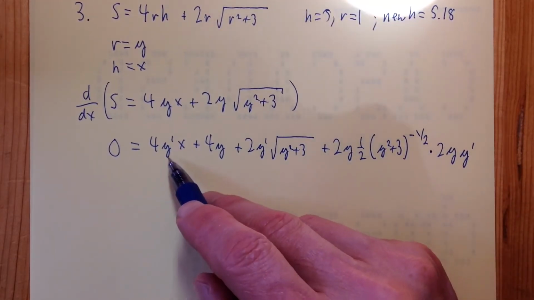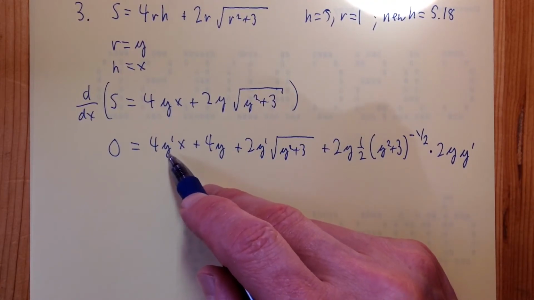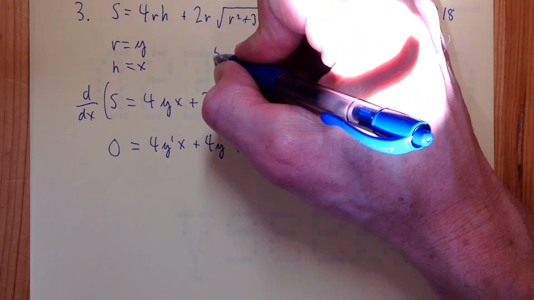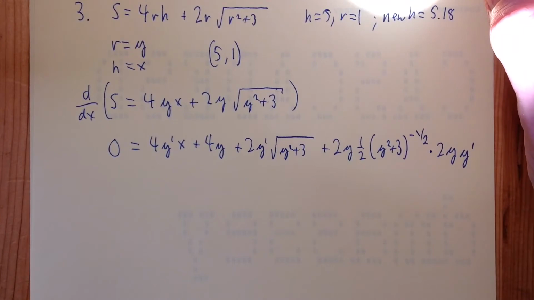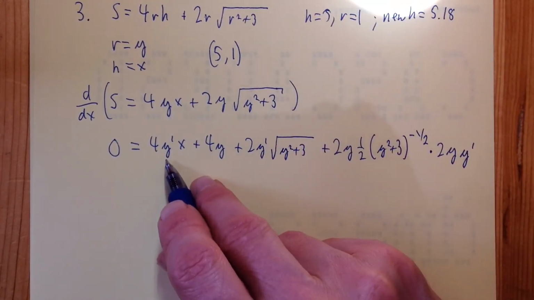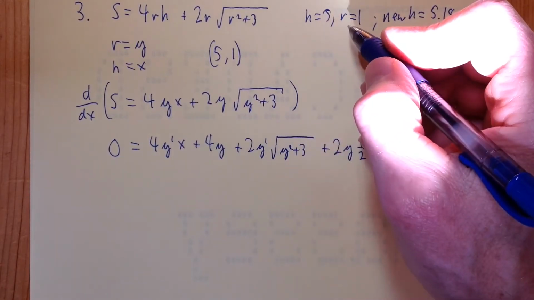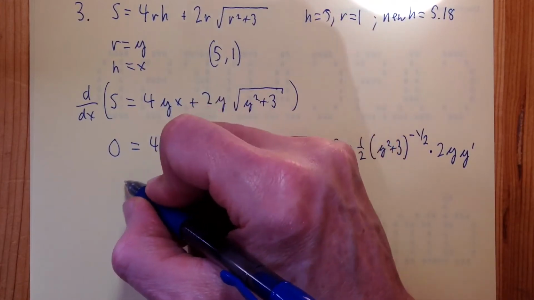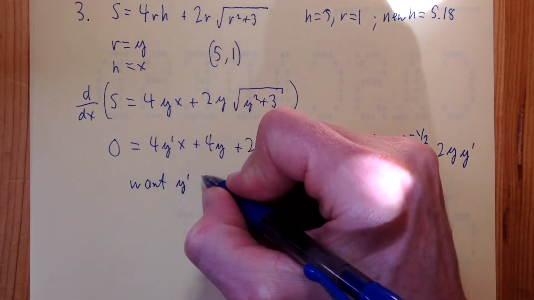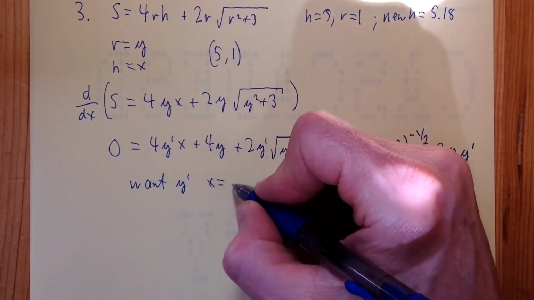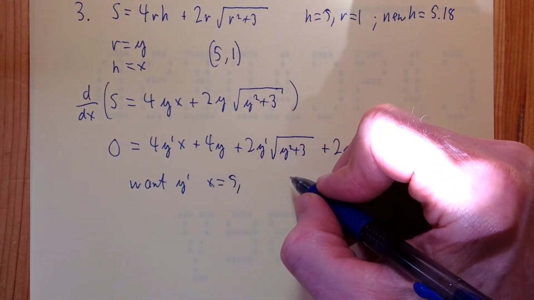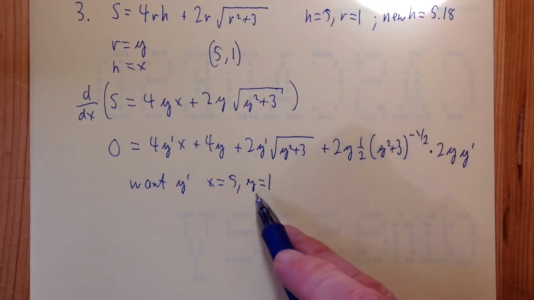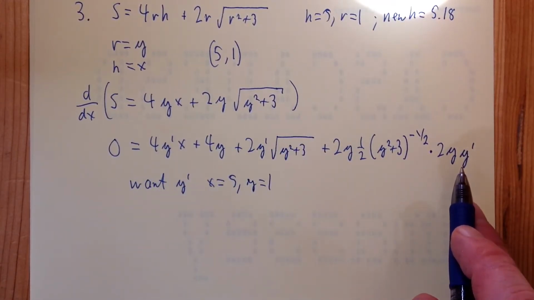We want the slope. We want y prime. We have a point. Our point is h equals 5, which is like x, so it's (5, 1). That's our point. We need a slope, which is y prime. We want the slope when x equals 5, which is our h value, and r, which is y, equals 1. So right away we can plug those numbers in to save ourselves a lot of trouble.